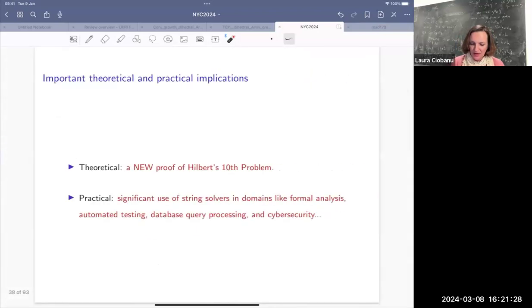So why is this problem so important? Well, first of all, at the theoretical level, if we prove that these are undecidable, it would be a new proof, an alternative to showing Hilbert's tenth problem, or to showing that the Diophantine polynomial problems are undecidable.